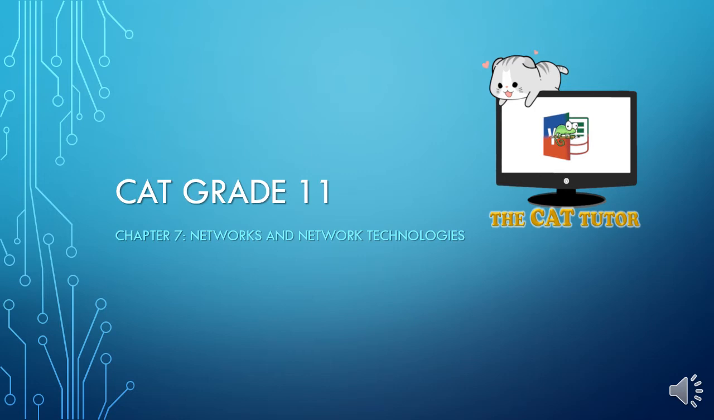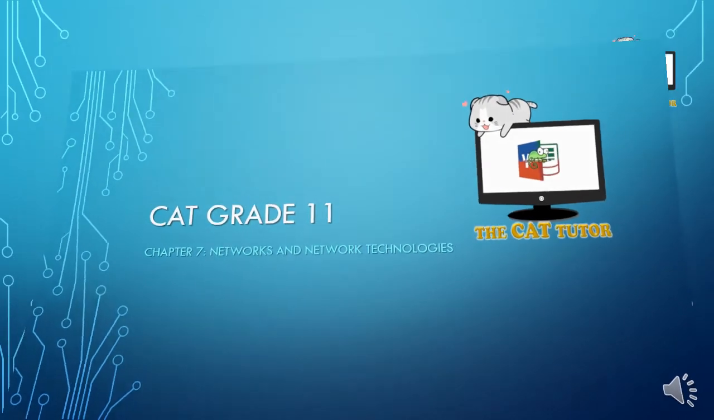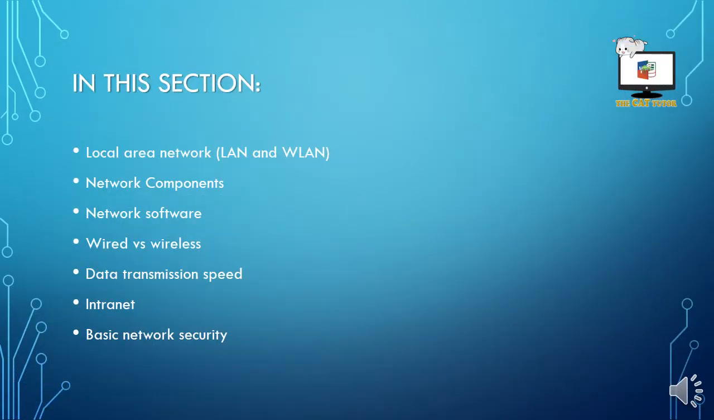Today we will be looking at Grade 11's Chapter 7, Networks and Network Technologies. In this section we will specifically be looking at local area networks, LAN and wireless LAN, network components, network software, wired versus wireless, data transmission speed, intranet, and basic network security.